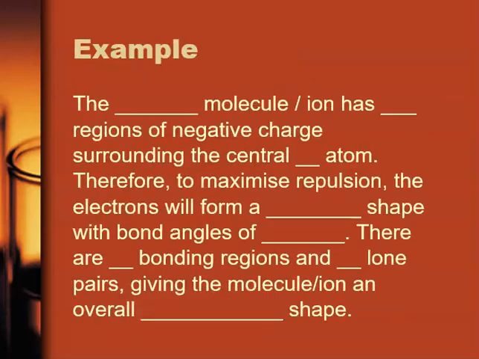For example, it doesn't matter what molecule we're talking about, but let's pick ammonia. The NH3 molecule has 4 regions of negative charge surrounding the central nitrogen atom. Therefore, to maximize repulsion, the electrons will form a tetrahedral shape with bond angles of 109.5. There are 3 bonding regions and 1 lone pair, giving the molecule an overall trigonal pyramid shape. And this general format is one that you can apply to virtually any question.